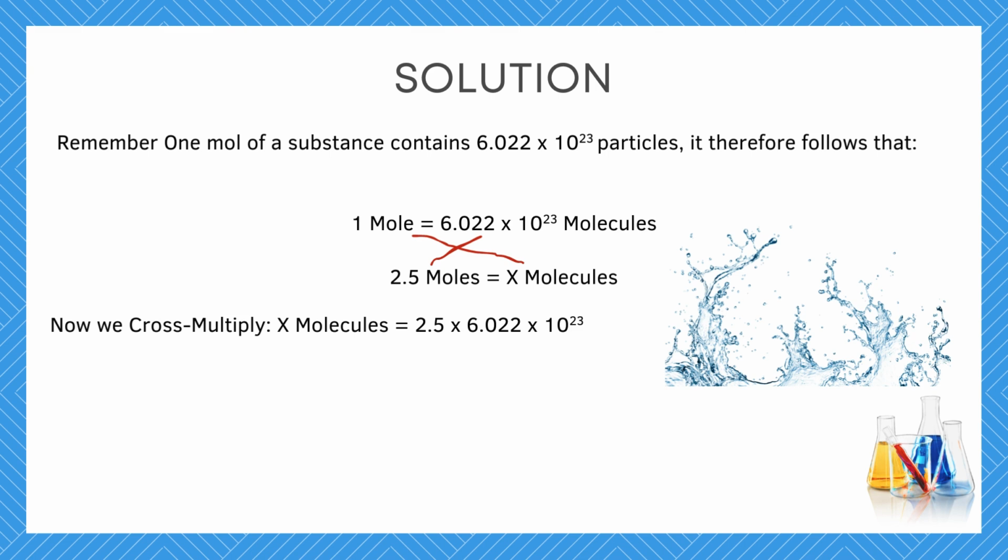It therefore follows, we can write this mathematically. 1 mole is equal to 6.022 times 10 raised to the power of 23. And we were asked how many molecules are contained in 2.5 moles. Therefore, we can now say 2.5 moles will be equal to X number of molecules since we do not know the number of molecules that are contained. Following this pattern, we can now cross multiply. If we cross multiply, X goes to the left side and then 2.5 multiplies 6.022 times 10 raised to the power of 23.